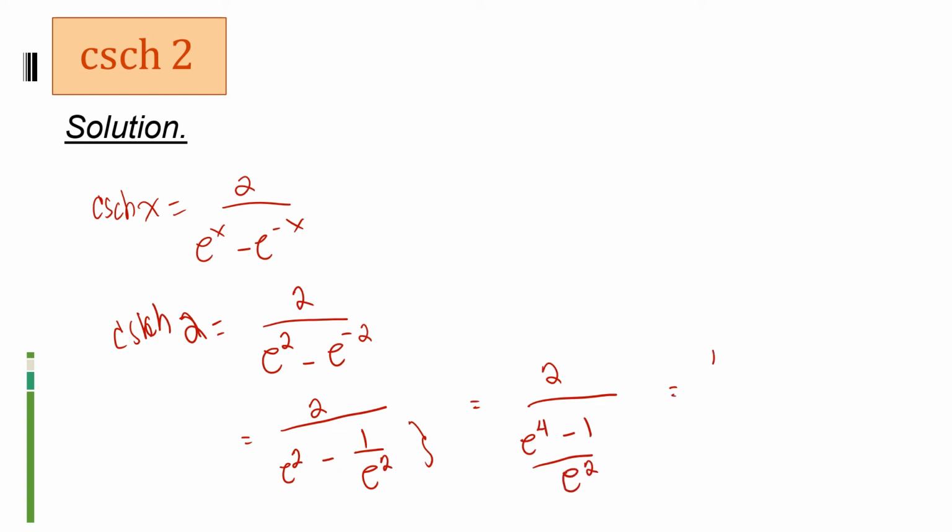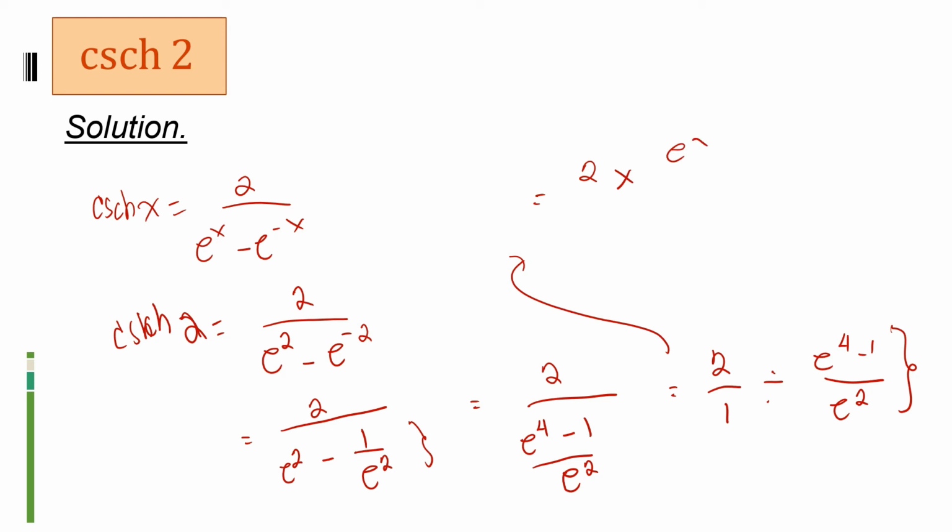So that is now equal to 2 over 1 divided by e raised to 4 minus 1 over e squared. But we know that that is just equal to 2 times, inverting this, e squared over e raised to 4 minus 1. So the final answer now is 2e squared all over e raised to 4 minus 1.